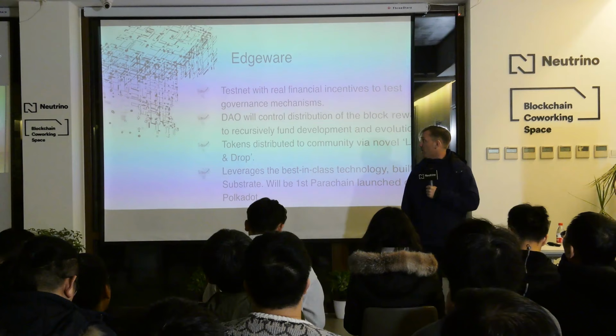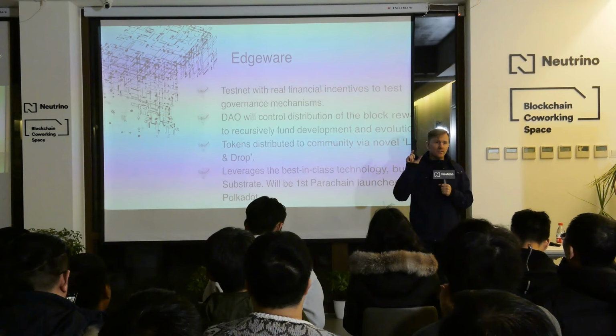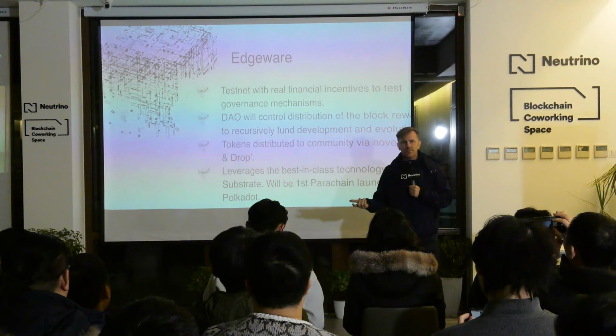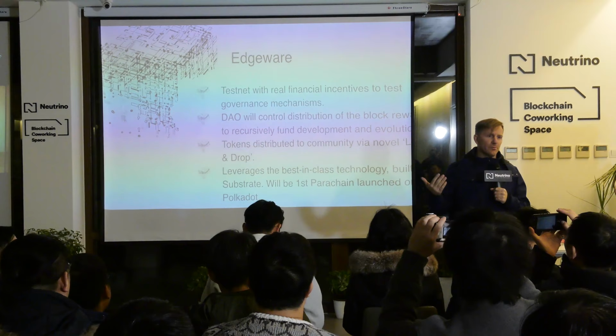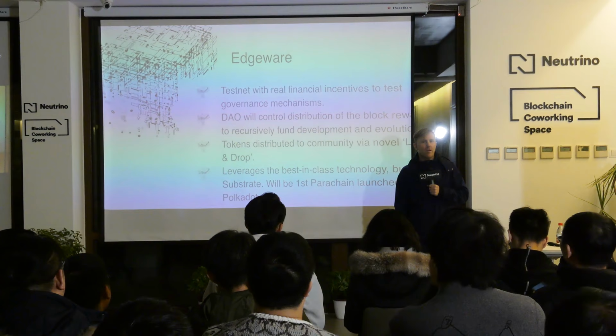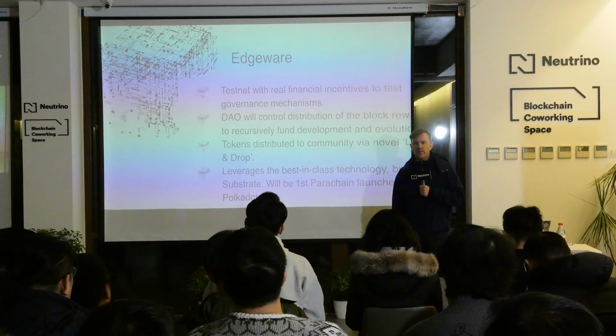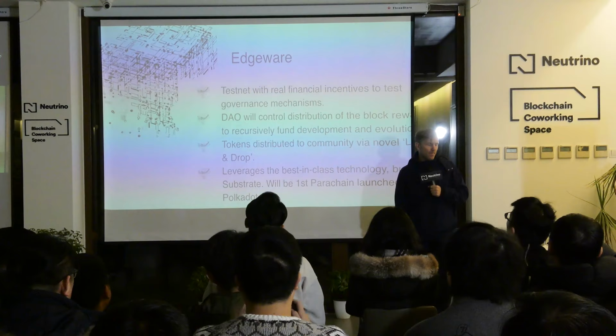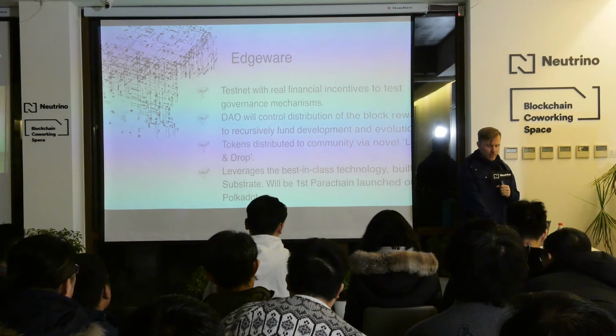Edgeware is a project that I'm particularly interested in. This is a testnet with real financial incentives for testing different governance mechanisms. So I personally would like to test, say, quadratic voting, test multi-layer participation in voting, and I think there are lots of different interesting things that we can play around with. I was involved with the DAO in the early days, and I am of the opinion that it is time to see the return of the DAO. And so Edgeware will be an experimental testnet deployed on Polkadot. And Dylan will talk more about it.